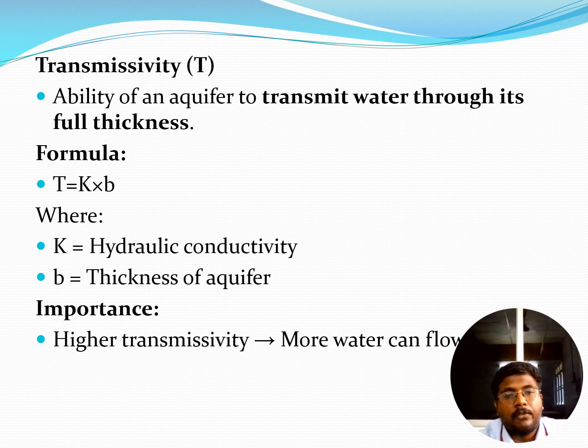There are two different types of transmissivity, high and low. High transmissivity means that water can move quickly, whereas with lower transmissivity, water can move slowly.